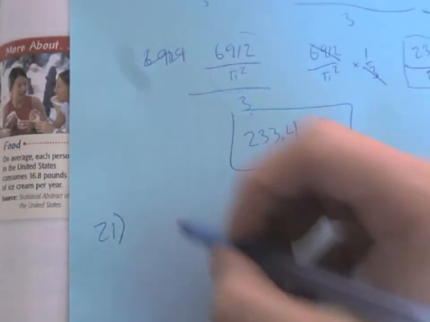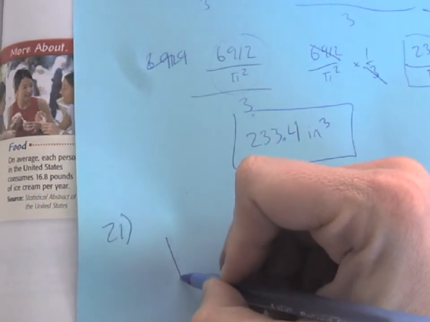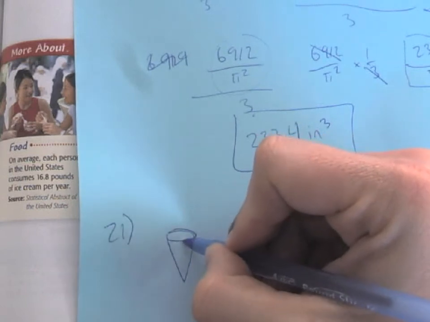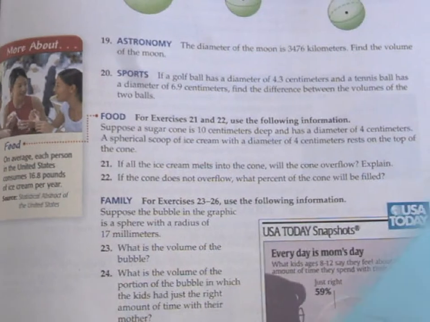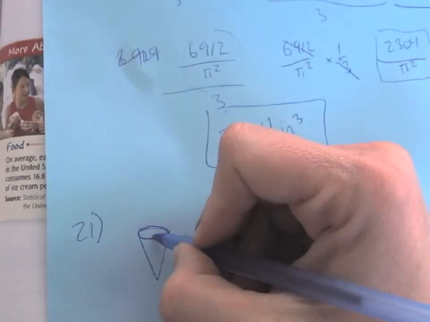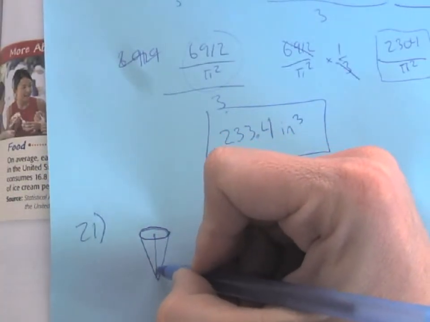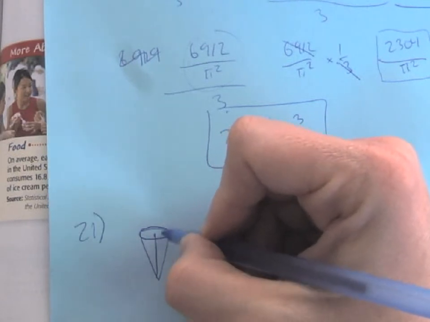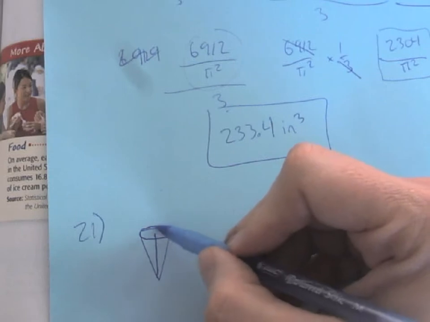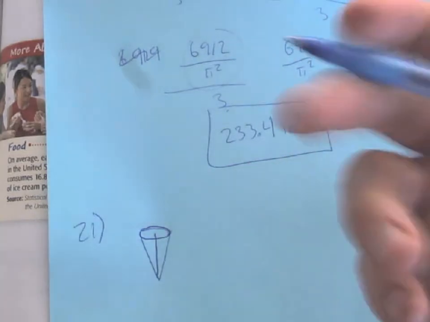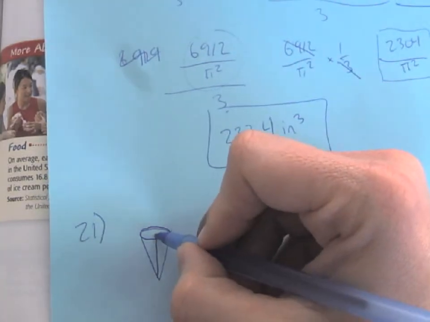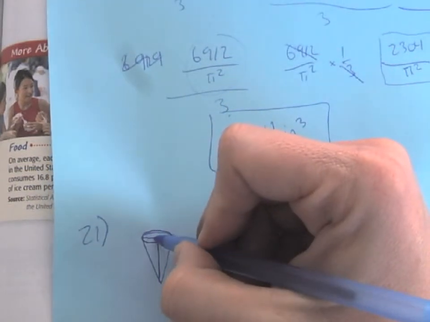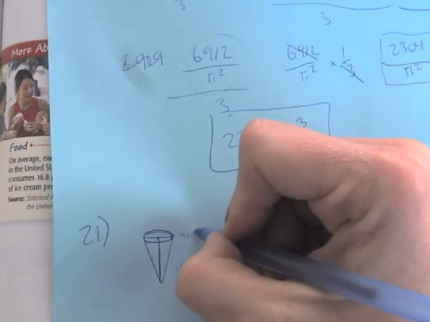So 21, we got a cone, and we know the cone is 10 centimeters, was it? Yeah, 10 centimeters deep. So that's basically the height of the cone is what they're giving us right there. So this is the measurement from the top of the circular base. Now, this cone wouldn't actually have a base here. It's going to be kind of hollow. But if there was a circular base, then it would be measuring from there. So that's 10 centimeters. And then the diameter of that is 4 centimeters.